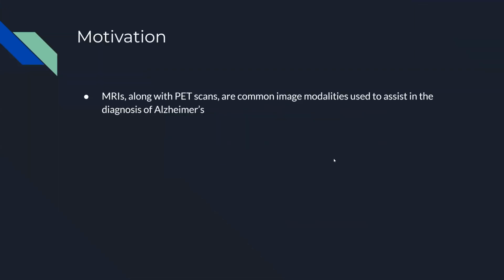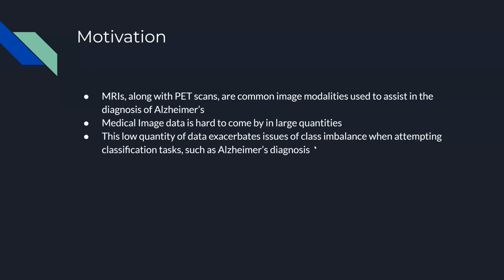The motivation here is that MRIs, along with PET scans, are really common image modalities used to assist with the diagnosis of Alzheimer's, but it's hard to train a good classification model due to issues with data privacy and data scarcity. Such issues exacerbate class imbalances: how many healthy brain samples do you have, how many mild cognitive impairment samples do you have, and how many full-blown Alzheimer's samples do you have.